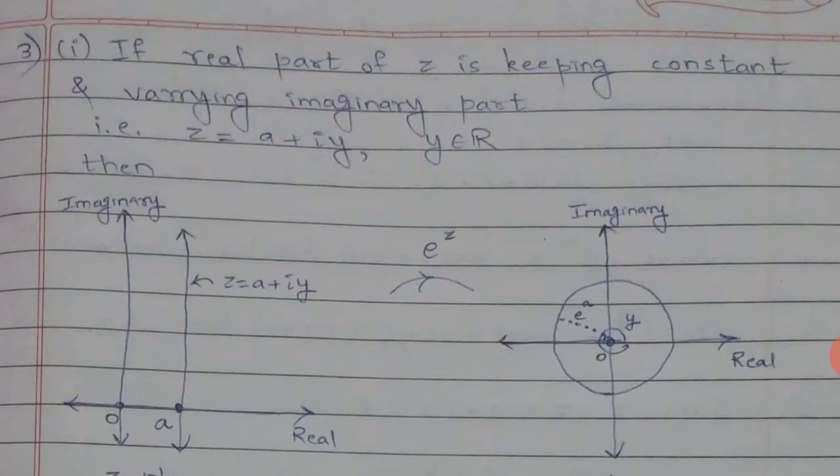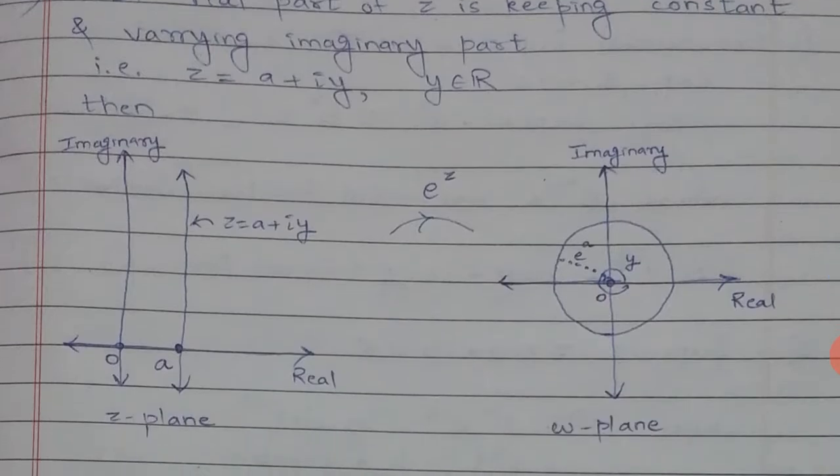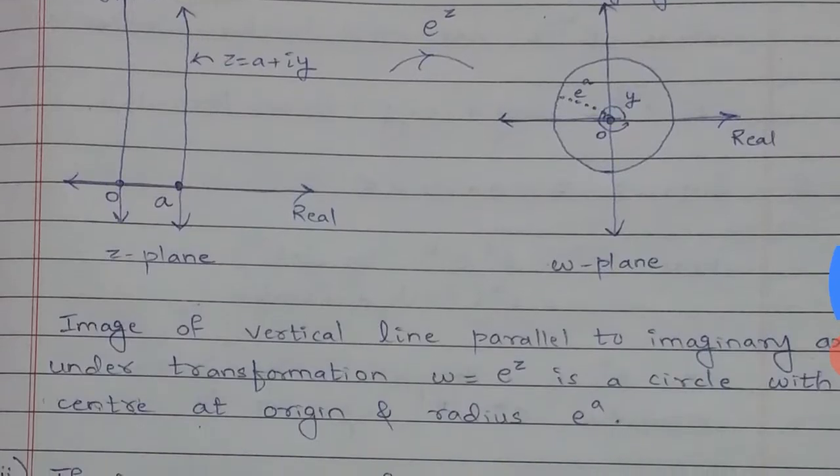Now suppose I am keeping the real part of z constant and varying the imaginary part, that means z is equal to a plus iy, then this will be a vertical line parallel to the imaginary axis in the z plane. So we have to find the image of this line under the transformation e raised to z. This will give you a circle with radius e raised to a in the w plane. That means the image of a vertical line parallel to the imaginary axis under the transformation e raised to z is a circle, center at origin and radius e raised to a.